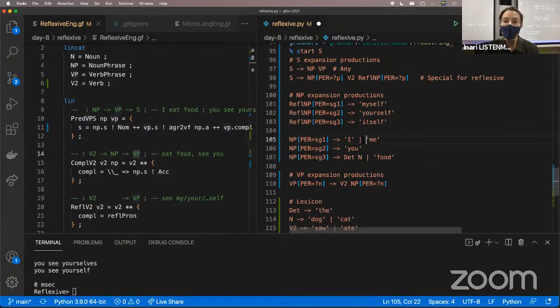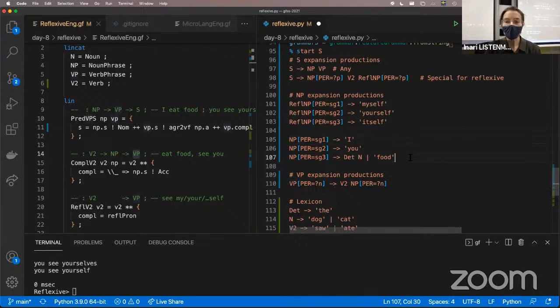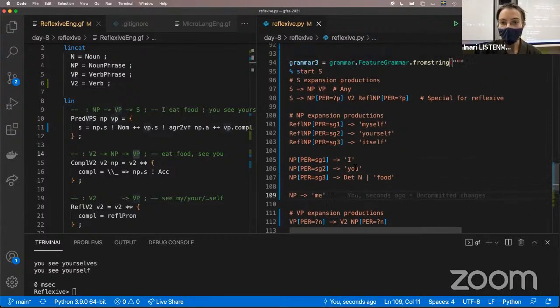Yeah, now actually the "me" is really irrelevant. We super don't care what "me" is, because this is just an object pronoun. It doesn't affect anything in the agreement. So let's see if we can just say that's just an NP. Does it even compile?